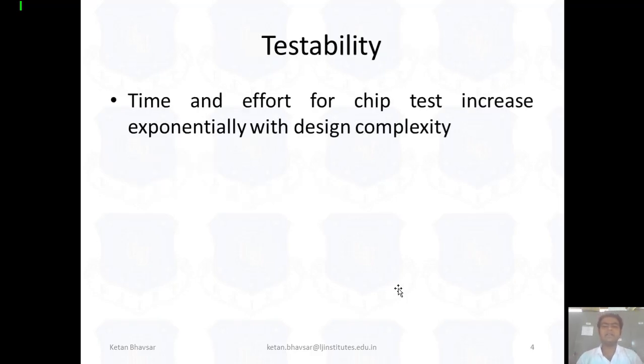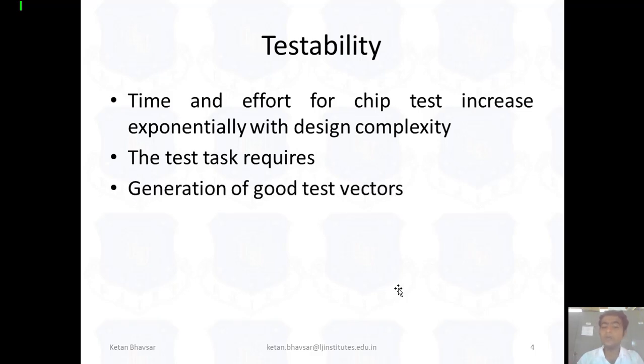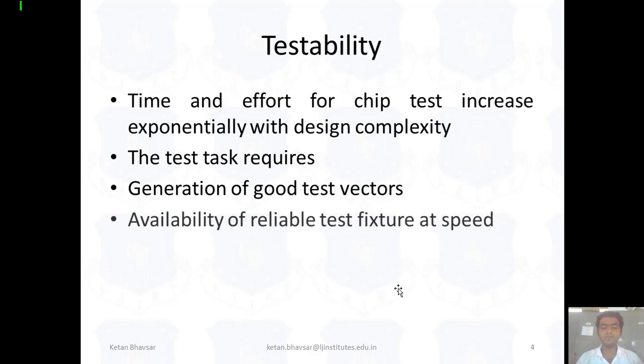Now testability. Time and effort for chip test increase exponentially with the design complexity. Definitely if your design is complex, then your testing time will increase. The test task requires good test vectors, availability of reliable test fixtures at speed, and design of a testable chip. So when you work on testability, these parameters we have to consider: good test vectors, reliable test fixtures at different speeds, and a testable chip.